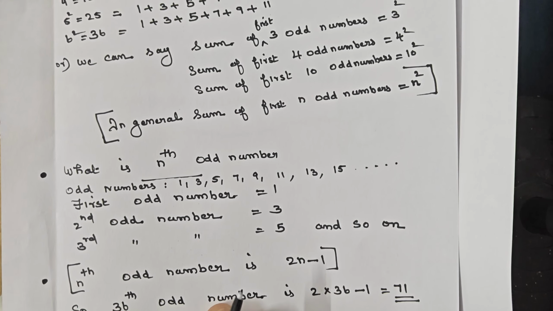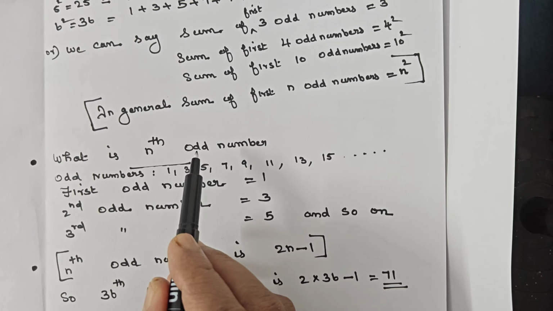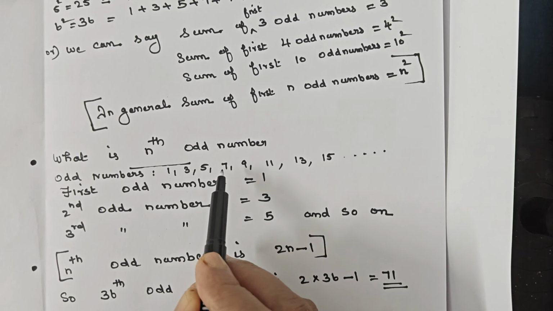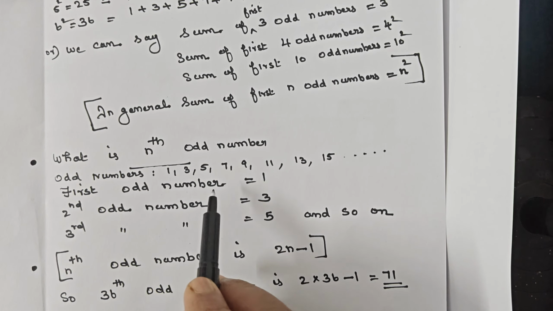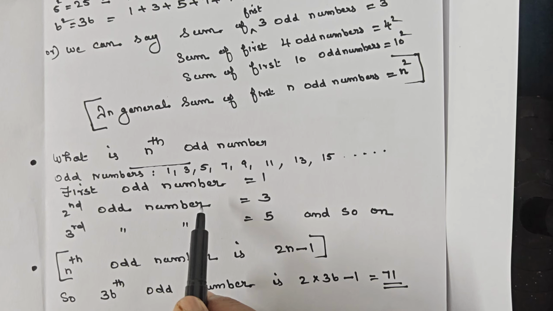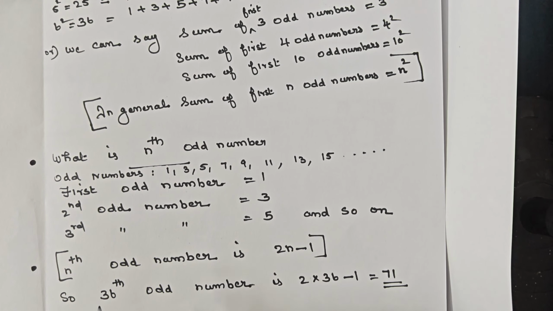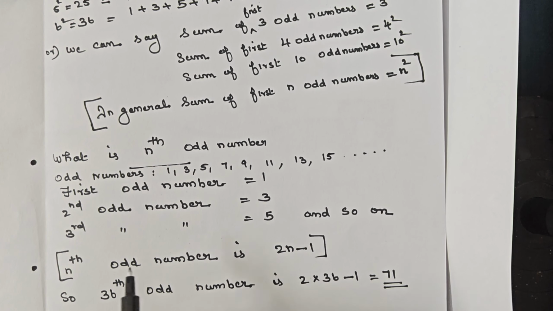Now next, what is the nth odd number? Odd numbers you already know: 1, 3, 5, 7, 9, 11, 13, etc. The first odd number is 1, the second odd number is 3, the third odd number is 5. So in general, the nth odd number is 2n minus 1. This also you have to remember. If you know this, the nth odd number is 2n minus 1, then you can find any odd number.